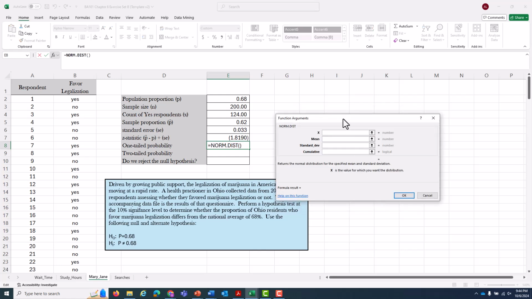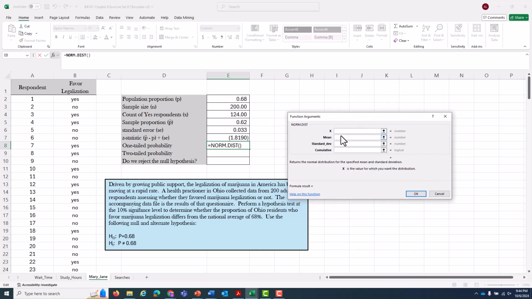And it's going to ask me for some inputs over here. The first one being that x is the number that we are using, the statistic we're using to test for the probability. In this case, that's going to be our z statistic. I'm going to click cell E7 to get that negative 1.8190. For the mean and the standard deviation of a proportion, you're always going to put the same two inputs in, 0 and 1.